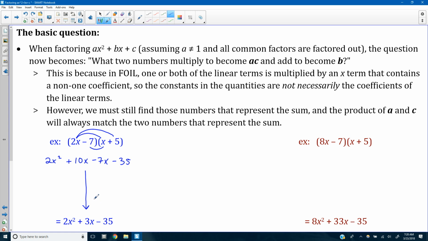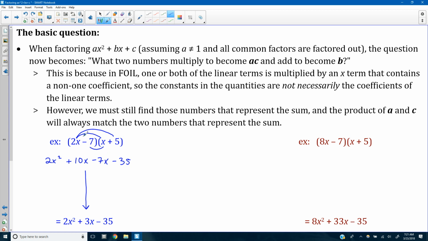What you actually have to do is take a look at the fact that negative 7 times 5 may be negative 35, but the negative 7 and 5 aren't these ones here. I know I'm kind of saying the same thing over and over, but I have to stress it. The constants in the quantities are not necessarily the coefficients of the linear terms. Sometimes they are. For example, x times negative 7 was negative 7x, so this negative 7 was this negative 7. But this 5 right here turns into a 10 because it was doubled.